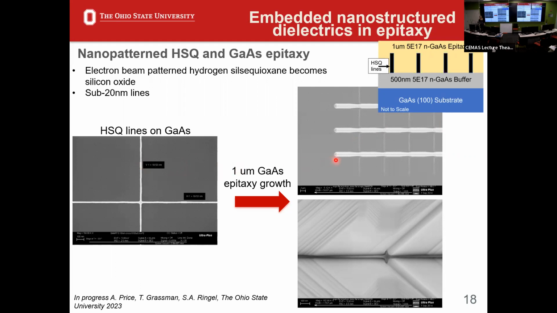On the right, we grew a micron of gallium arsenide on top of the images on the left, and this is the result. I just included this because I think it's a beautiful image. You can see that it was growing along the 111, so we end up with a nice faceted growth, and you can still image these 15 nanometer lines at the bottom of a 1 micron growth.